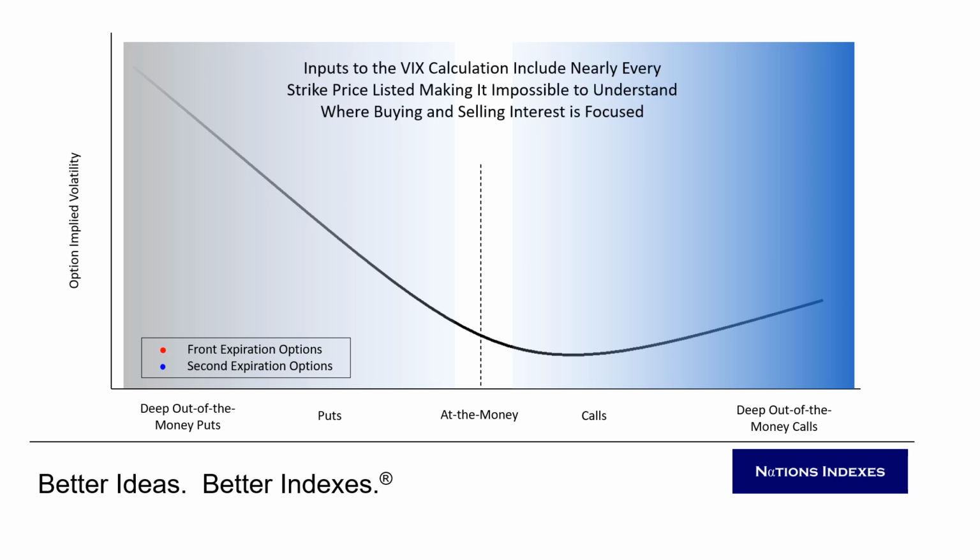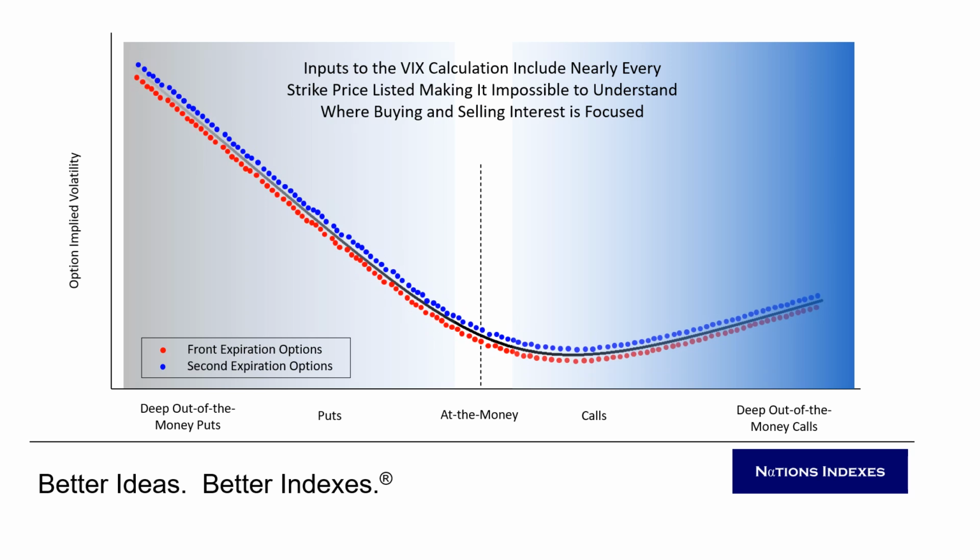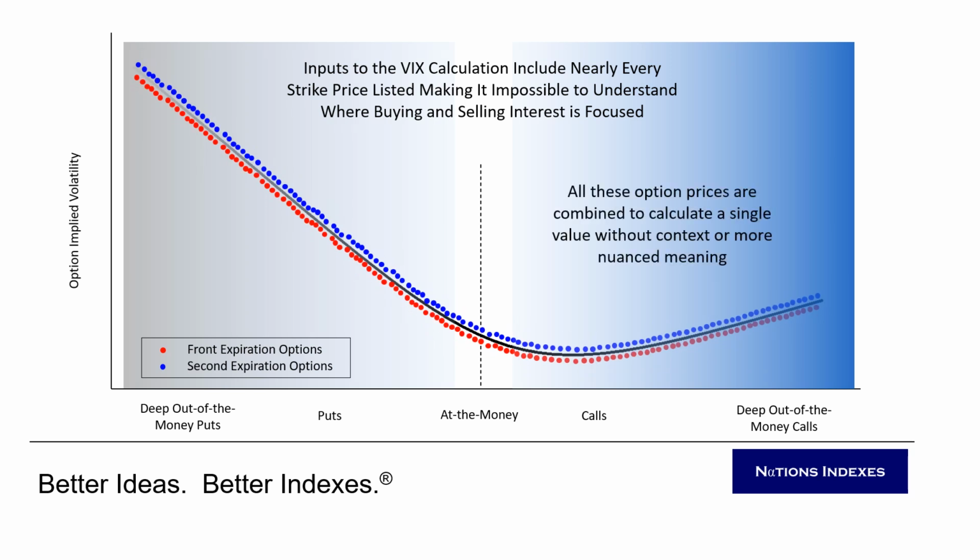But VIX uses nearly every out-of-the-money option listed, and incorporates all those inputs into a single value without any transparency regarding what particular options or portions of the option skew are doing. That's like having a market with a broad range of stocks, but only being able to see a single value, maybe the level of the S&P 500, instead of knowing what individual stocks and sectors are doing. You wouldn't put up with that, would you? Then why put up with it from your volatility index?